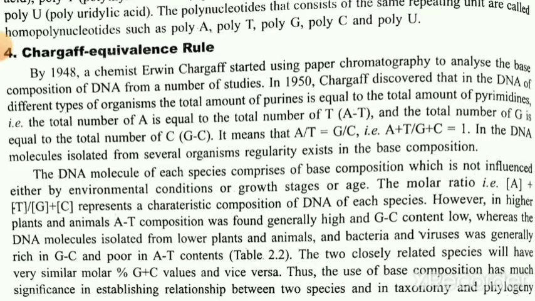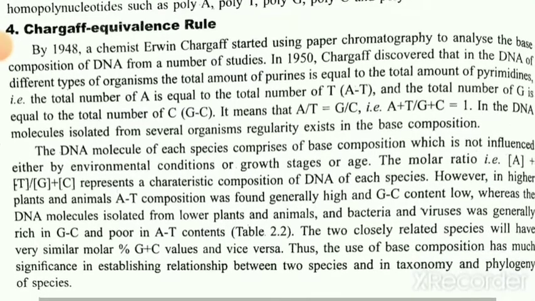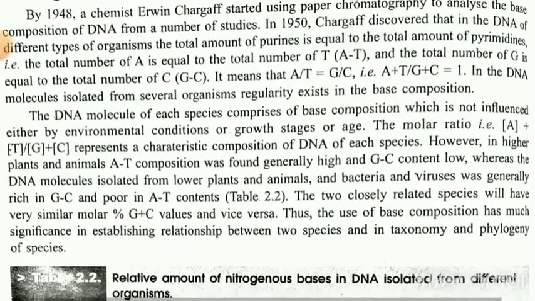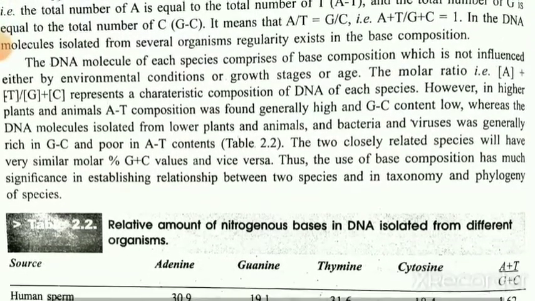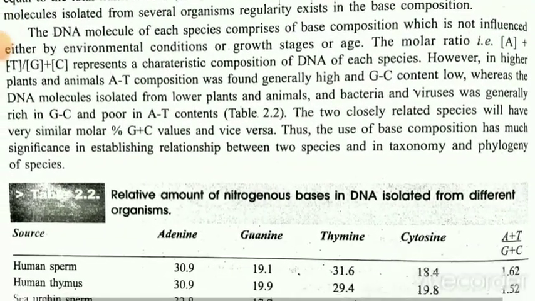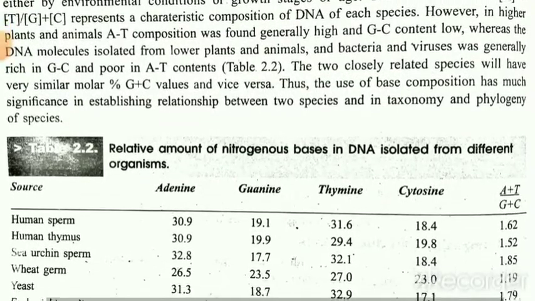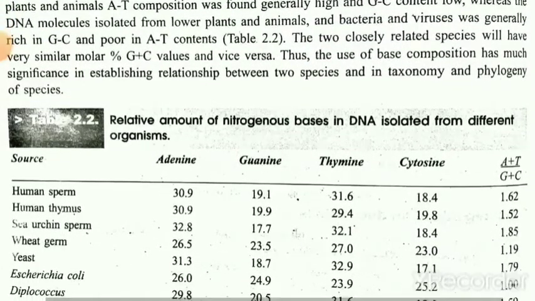However, in higher plants and animals, the AT composition was found generally high and GC content low, whereas the DNA molecules isolated from lower plants and animals, bacteria and viruses were generally rich in GC and poor in AT content. See Table 2.2. The two closely related species will have very similar molar % G + C values and vice versa. Thus, the use of base composition has much significance in establishing relationship between two species and in taxonomy of species.